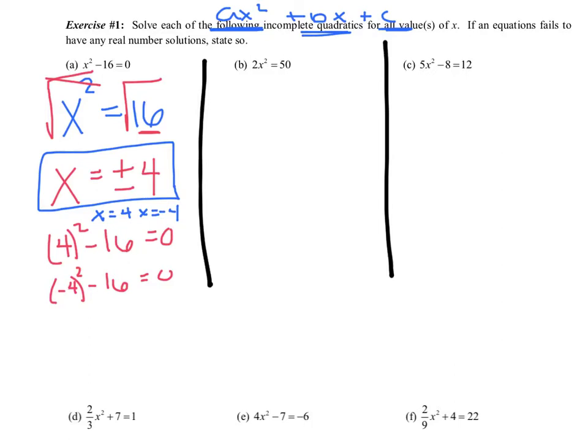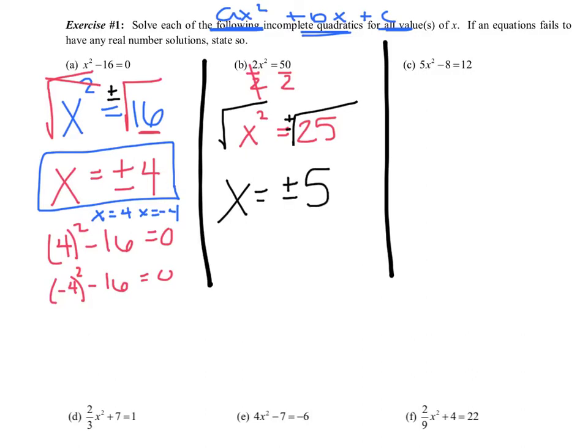Example B. Notice it's an incomplete quadratic. It does not have the three terms. Again, it's missing the term with the x. So the x squared term is already by itself, but now I can't take the square root yet. I have to get that x squared by itself, so I'm going to divide both sides by 2. So I get x squared equals 25. And then, of course, to get rid of that x squared, I'm going to take the square root. But when I do that, make sure you write plus or minus. And I should get x equals plus or minus 5.